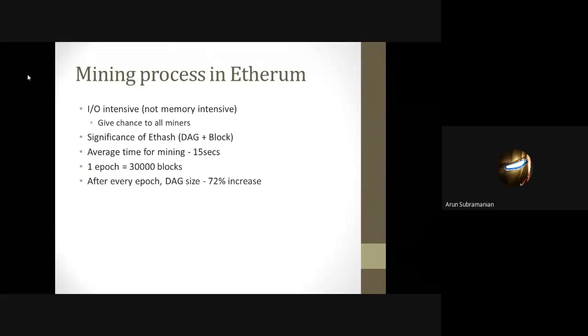Let me highlight the pointers. One epoch is 30,000 blocks. When I reach 30,000 blocks, I'll increase my DAG size. If I increase the DAG size, then again, if a new node comes in, that huge file should be able to load into its memory. If it can't load into its memory, then it can't do any mining process. It can do some other validation process, or it can go off from the network.